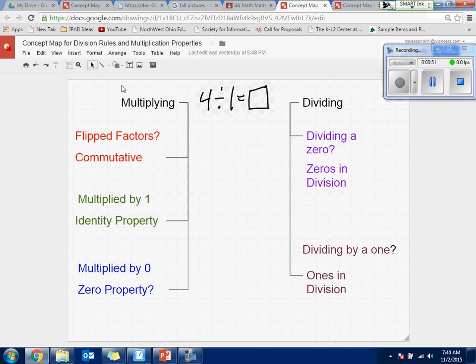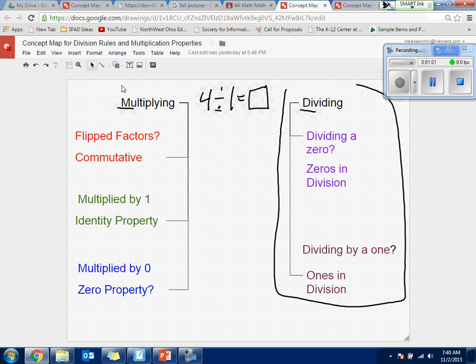It says 4 divided by 1 equals. First off, we need to figure out, are we multiplying or are we dividing? Well, by looking at it, we know we are dividing. So we're going to go ahead and focus on this part of the concept map. Now, if I look down here, we have dividing. Are we dividing with a 0, or are we dividing by a 1? Again, look at these lines right here. They're going to point to us what we're doing. Are we dividing with a 0 or are we dividing with a 1? Well, I can tell that we are dividing with a 1.